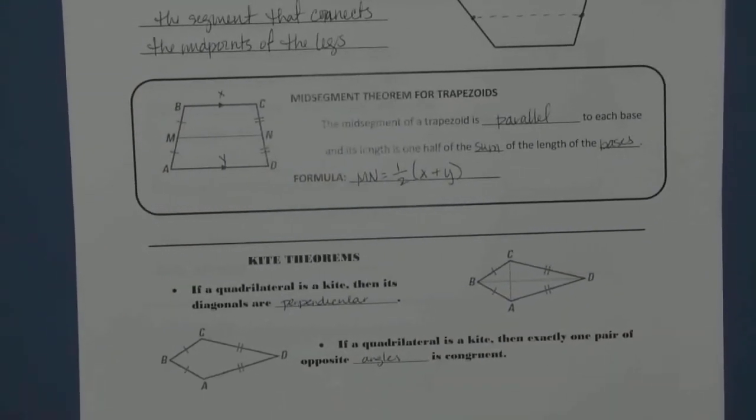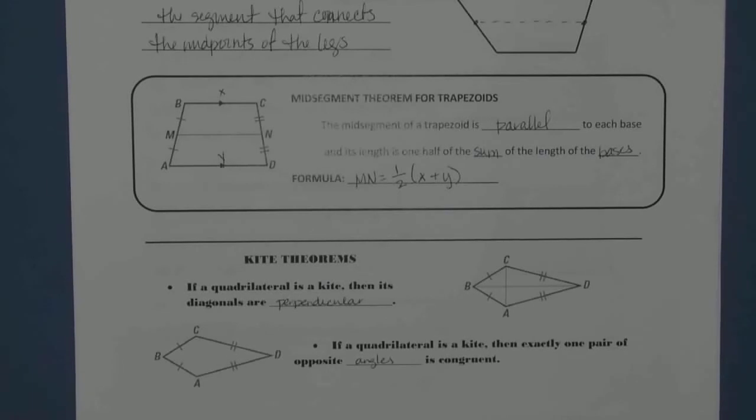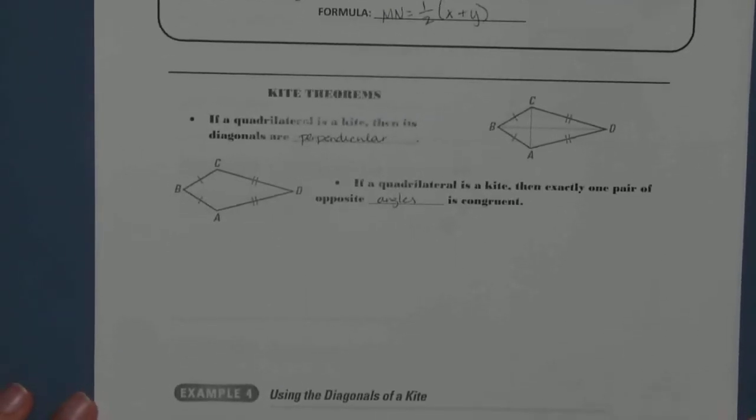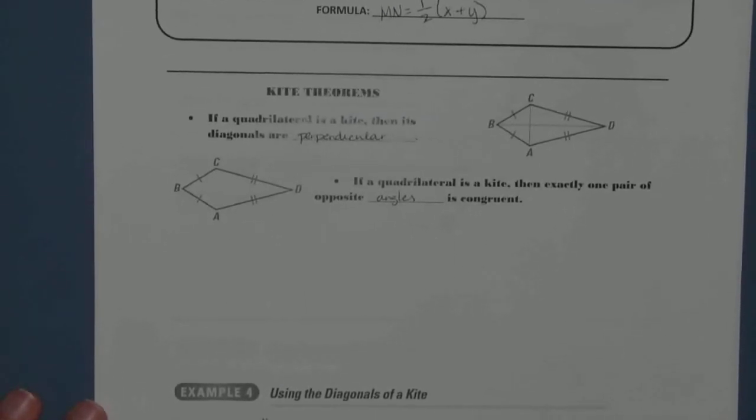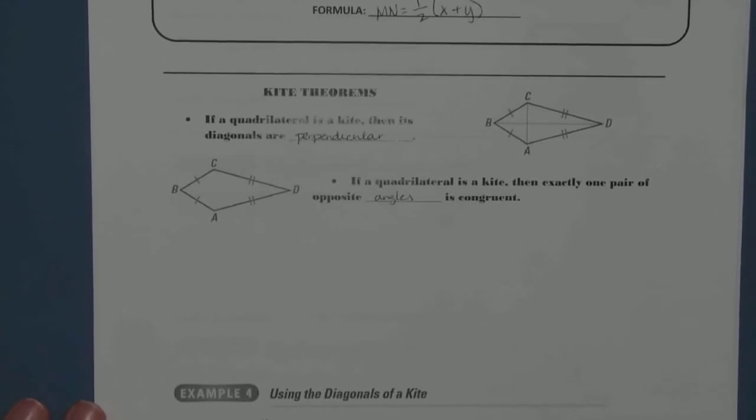So that's pretty straightforward. As soon as I finish talking about kites, I will also make a video going over some examples of a mid-segment of a trapezoid. Okay, so I know you're looking forward to that. Now kites here. You should have found these facts when you were looking through the Math is Fun website. Best website ever. But kite theorems.